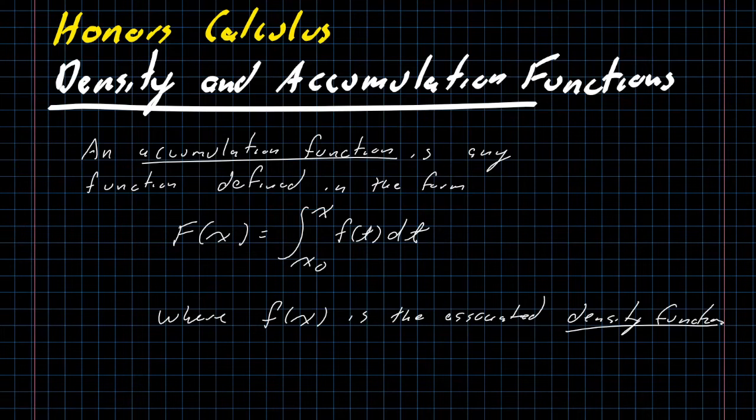Right? An accumulation function is any function defined in the form capital F of x is the integral from x naught to x of f of t dt, where little f of x is the associated density function. Again, when you're thinking about this, think back to the Riemann sum definition of the integral and see if we can make sense of density in this context.